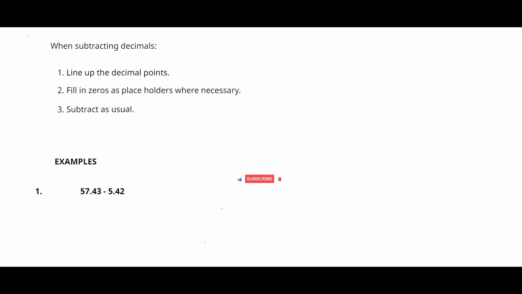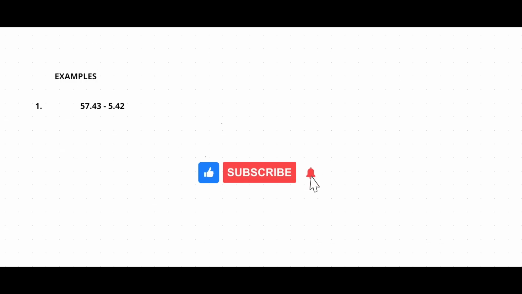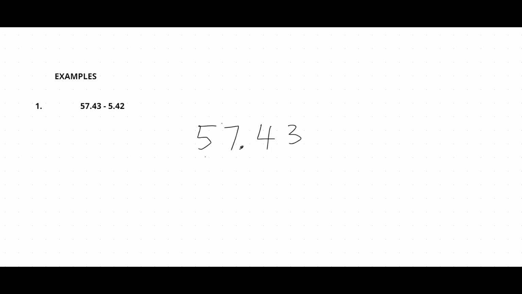For example 1, we have 57.43 minus 5.42. So the first step is to line up or align the decimal points. So let's do just that. So it's 57.43. Then we line up the decimal points. So that's going to be 5.42. So let's subtract. So it's 2 from 3, that will leave us with 1. Then 4 from 4, that will leave us with 0.